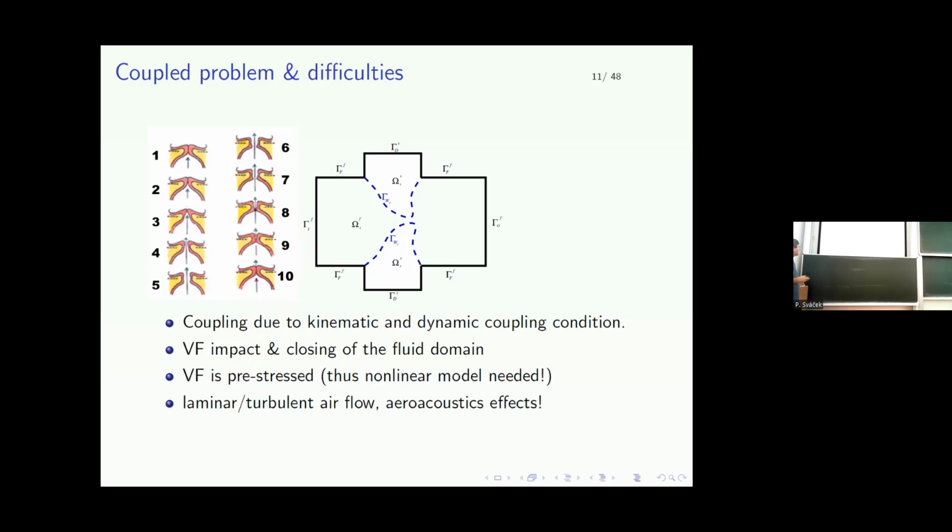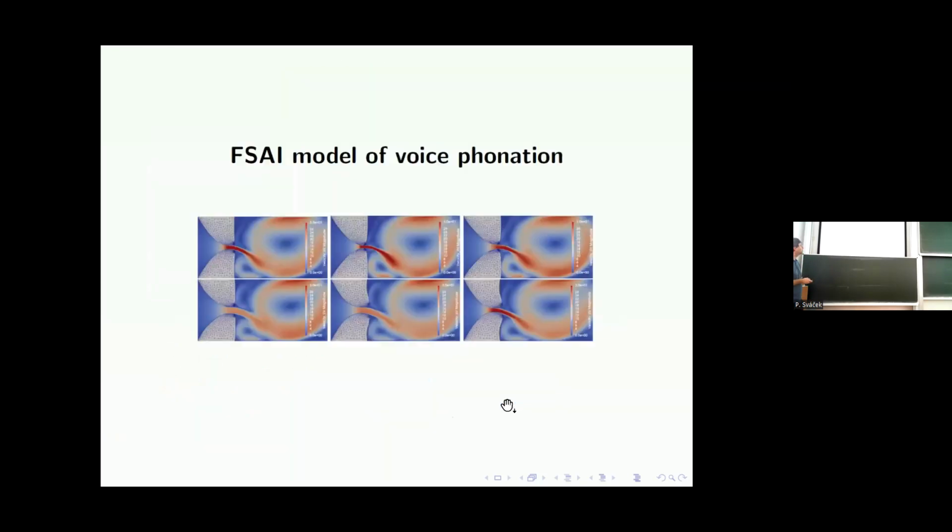There are some other things. I mentioned that there are some non-linearities hidden. One of these is due to the fact that the vocal fold during phonation is pre-stressed. When you are normally breathing and when you don't talk, your vocal folds are open, so you can easily breathe. But during speech, the vocal folds are closed and pre-stressed. So when you have a pre-stressed structure, we need to take care of the non-linear model of elasticity. Okay, I talked about laminar and turbulent airflow, and I talked about the aeroacoustic effects.